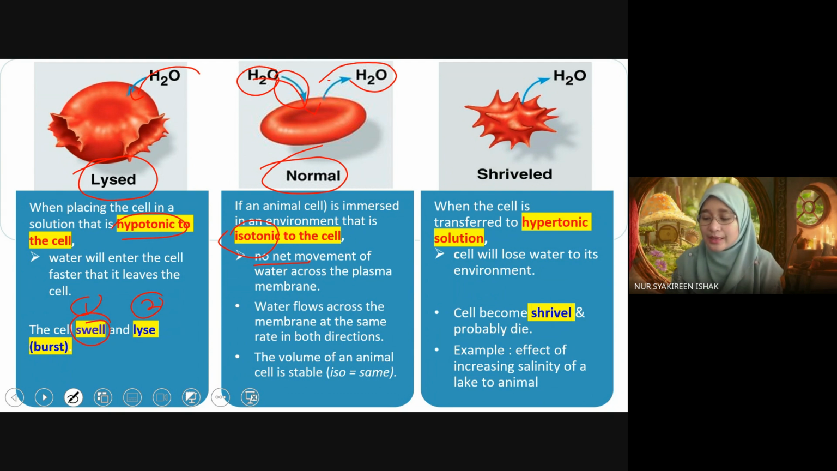Water moves in and then moves out, moves in and then moves out. Okay, diffuse in, diffuse out. The movement of water occurs at the same rate, in diffuse in and also diffuse out. So water flows across the membrane at the same rate in both directions. That is the definition here. No net, water moves at the same rate in both directions.